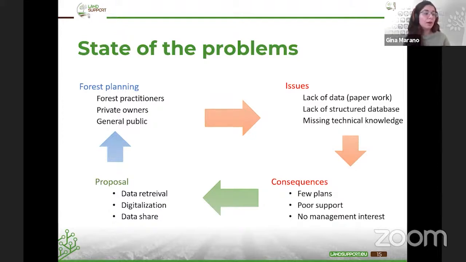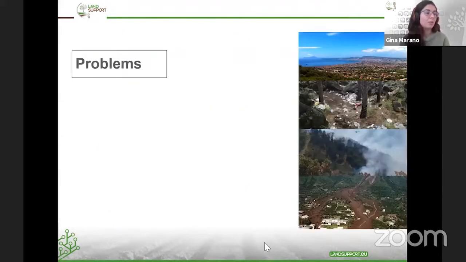Therefore, our idea was to start by taking all these paper data in, digitalize them, reorganize them, so structure a database and share them with the competent authority and the forest practitioners. And hopefully this would bring in already some interest, because foresters would have felt pushed to interrogate and to use a decision support system to help them in the first stages of their planning process.